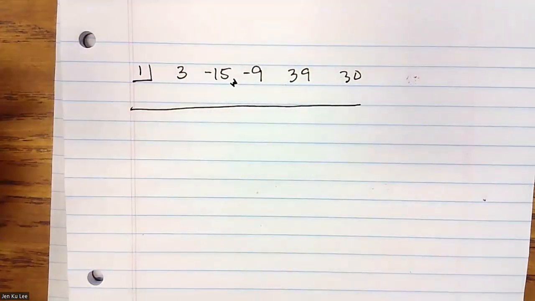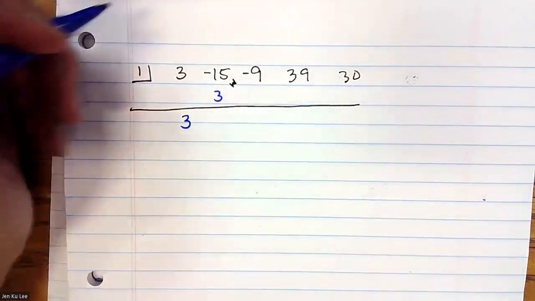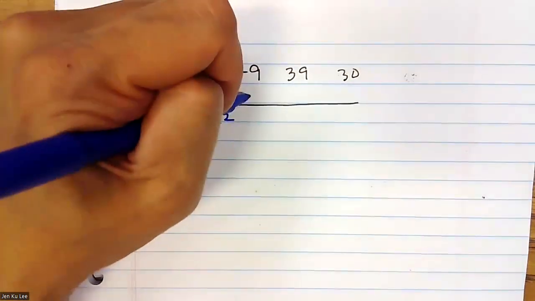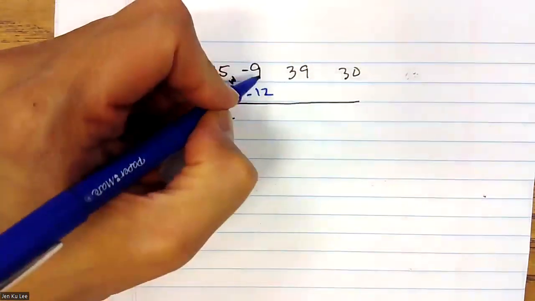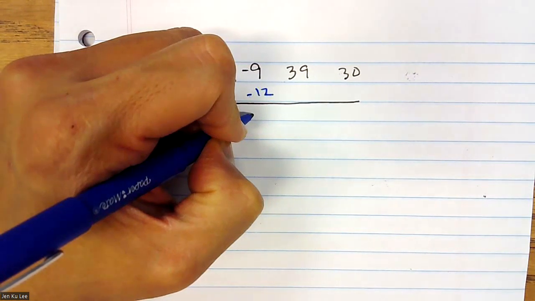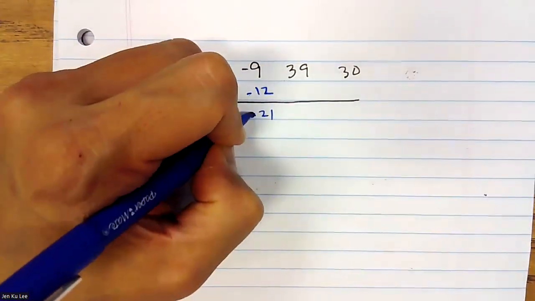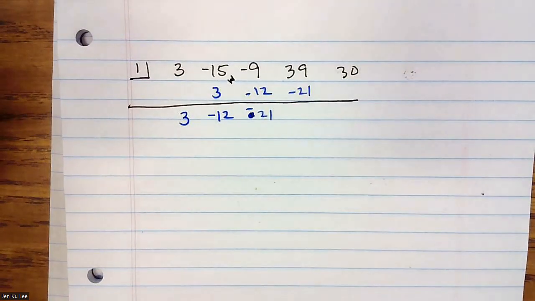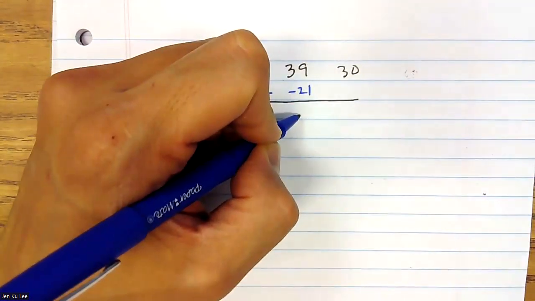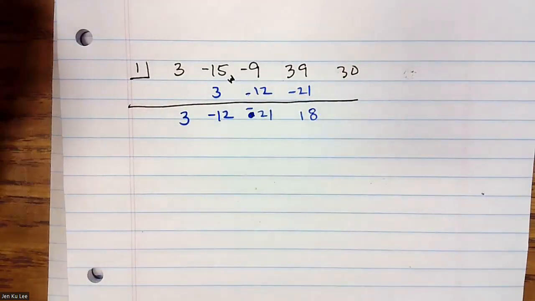I'm going to try 1. So a 3 drops down. 3 times 1 is 3. That's negative 12. That would be positive 21, or negative 21, I'm sorry. That's negative 21. That does not work. That would be 8, 18. No, that doesn't work.